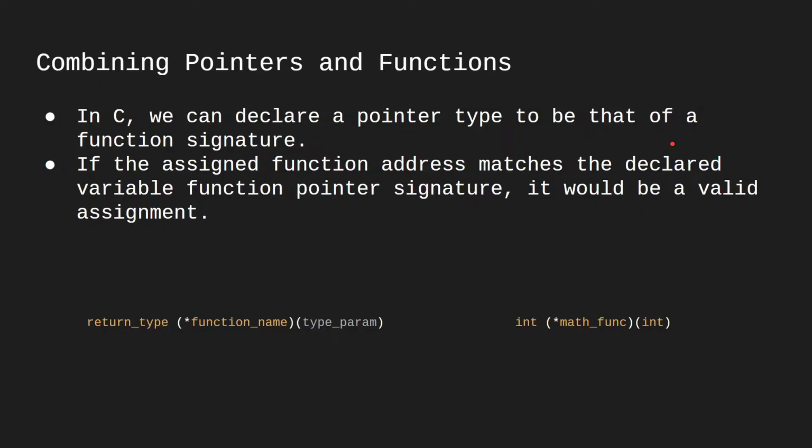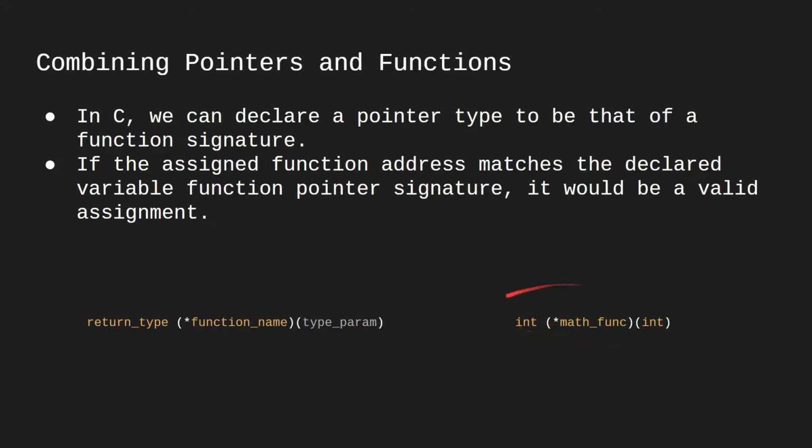So, combining pointers and functions. Again, since there is an address associated with the function, we can point to a particular function because it's just a memory address. So in C, we can declare a type that is actually a pointer to a function signature. What that looks like in the abstract, over to the left, is a particular return type with the function name and a pointer star at the front with the parameter list. Now in practice, what this may look like is to the right.